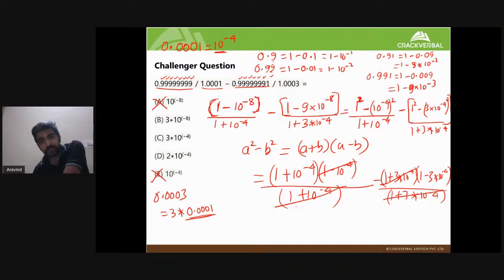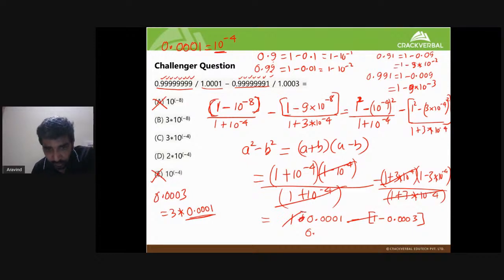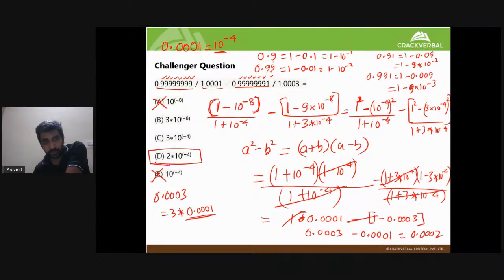cancel off the terms. So we have 1 plus 0.0001 minus of 1 minus 0.0003. The 1 gets cancelled out. Minus of minus is plus, so we'll have, this is 1 minus, I'm sorry, on this. So you'll have 0.0003 minus 0.0001, which is 0.0002. That is option D for delta.